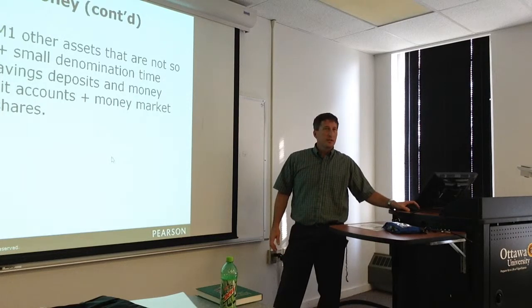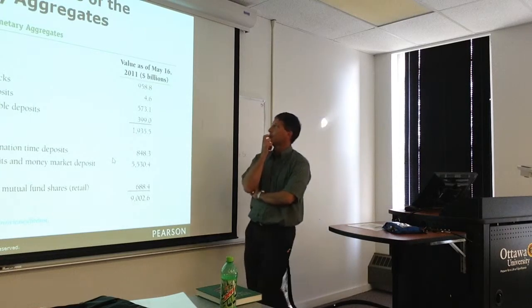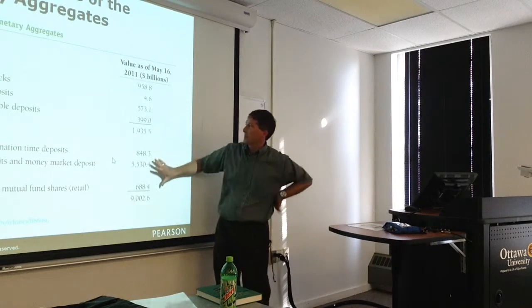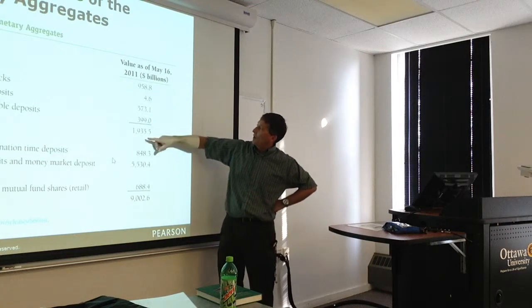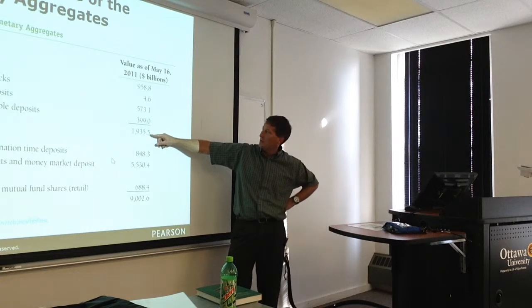All right, questions on that? So here we go. Just to give you a snapshot of what this looks like. So $1,900 of money floating around in M1. What's that number?